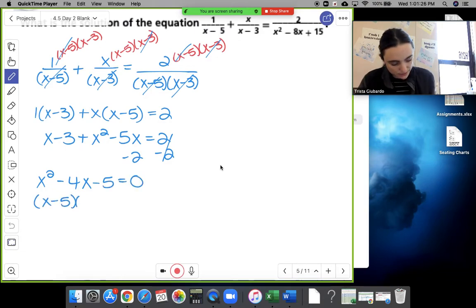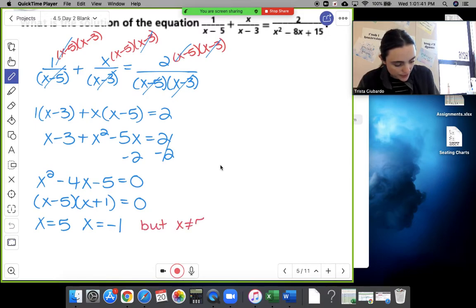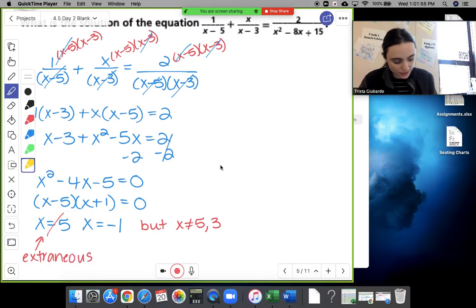This becomes x minus 5, x plus 1, which means my solutions are x equals 5 and x equals negative 1. If we look, though, based on our original denominators, x cannot equal 5 or 3. Those are my two restrictions. So 5 doesn't work. That's one of our restrictions. So this is going to be my extraneous solution. Yep. So that means we solved it correctly, but it doesn't actually work if you plug it back in. And then negative 1 is not a restriction, so that one is fine.